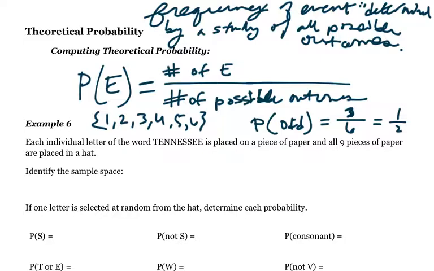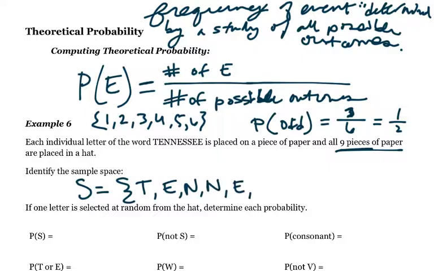So in this example, we have each individual letter of the word Tennessee, which I lived in Tennessee once for a while, 4 years. Each of the letters of the word Tennessee is placed on a piece of paper, and all 9 pieces of paper are placed in a hat. We're going to identify the sample space. The sample space S is going to be each of those letters, T with repeats, because each letter goes on a sheet of paper. Oh, that should be an E. I lived there. I should know. Okay, so we're going to find the theoretical probability if one letter is selected at random from a hat.